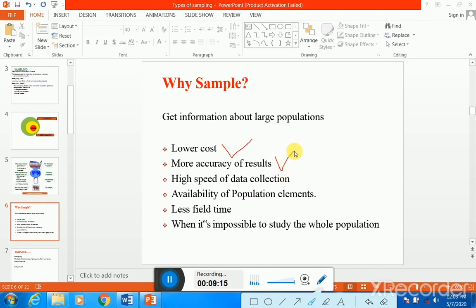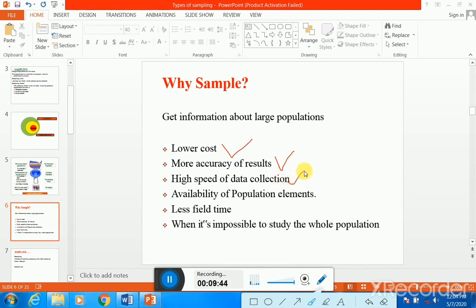If we have small pieces, we can study them easily. For example, you have to study 5,000 people at a time. Now 5,000 people at a time and their study, that becomes very difficult. But suppose we break it down into 100 pieces, 100 samples. So as compared to 5,000, 100 is a bit easier to study. Next, high speed of data collection.